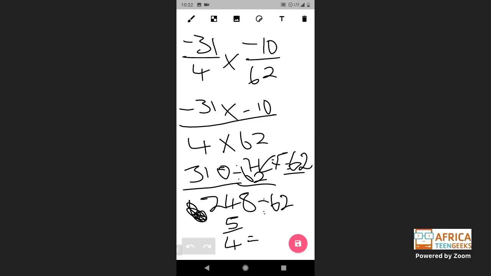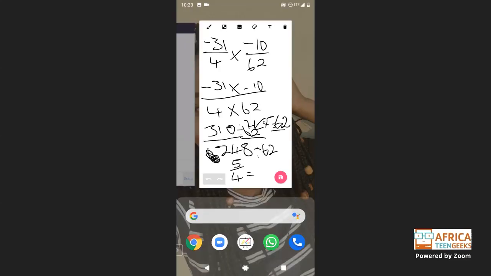All right. So guys, can you please, in the comments, tell me the mixed fraction for 5 over 4? How many times does 4 go into 5, and what will be the remaining number after that? And you know that we always keep our denominator. Right. So can you please tell me the mixed fraction for 5 over 4? Let's see.